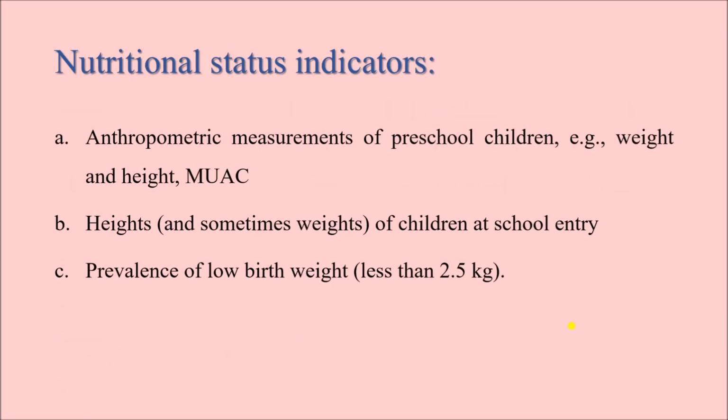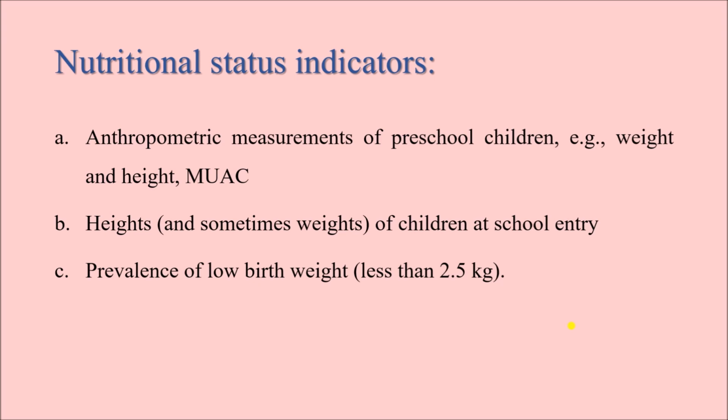The next one is the nutritional status indicators. There are a lot of indicators which tell us about the nutritional status of a particular person or a group of people in a community. For example, anthropometric measurements, which is basically the measurement of height, weight, etc. That can be done in adults, but more commonly done in under 5 children. So we can measure their weight and height and plot them in growth charts. We have weight for age growth chart, height for age growth chart, also weight for height growth chart.